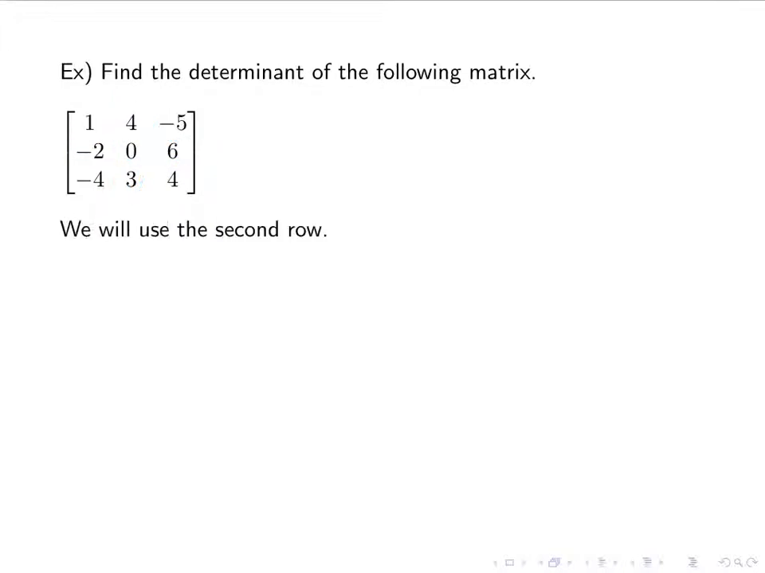So let's try another one. So we have the matrix 1, 4, negative 5, negative 2, 0, 6, negative 4, 3, 4. Again, notice I have a 0 in my matrix, so I want to either choose the second row or the second column. Either one will make use of that 0. So we're going to choose the second row since we just did the second column.